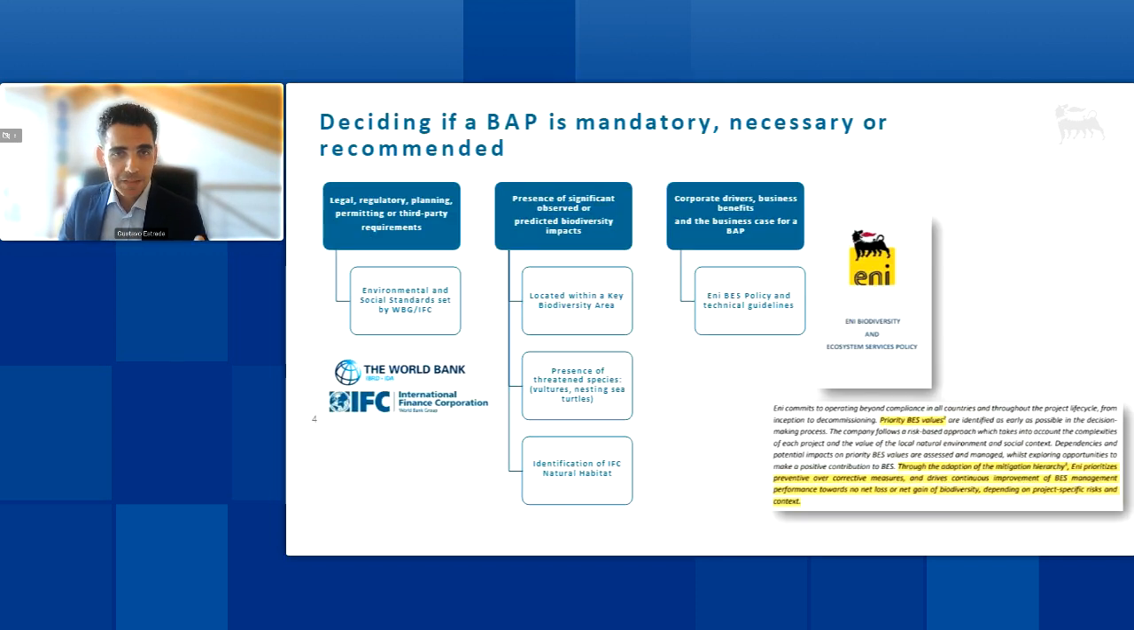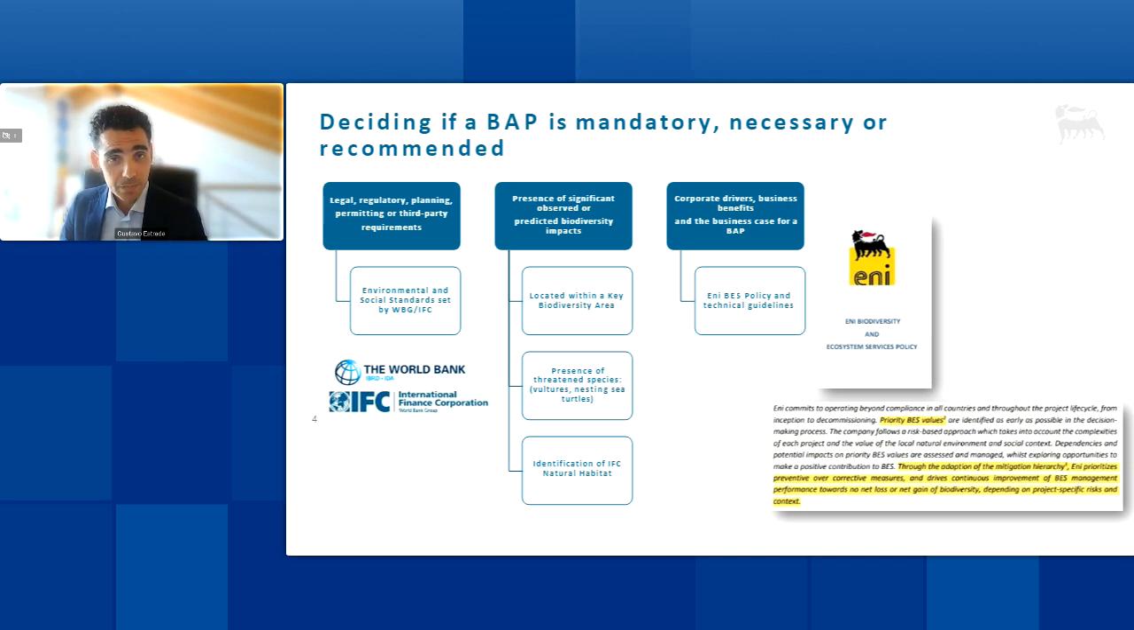So maybe this is indeed a very good example of a BAP developed in response to all three drivers described in the BAP guidance. With regards to driver number one, legal, regulatory, planning, and permitting or third-party requirements, because the project was supported by the World Bank, it had to comply with the environmental and social standards set by the bank. But in particular, with Performance Standard 6, which requires a BAP for projects located in critical habitats and is recommended for high-risk projects in natural habitats.